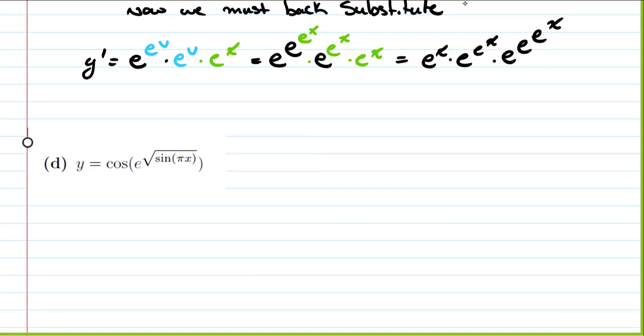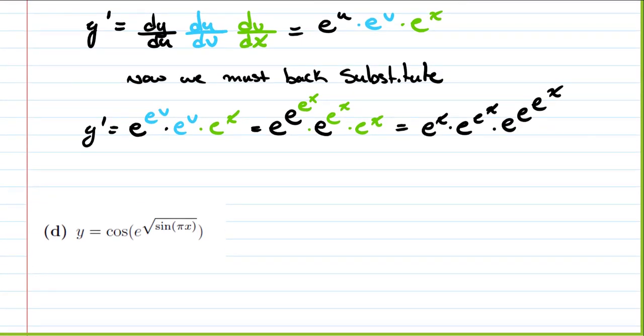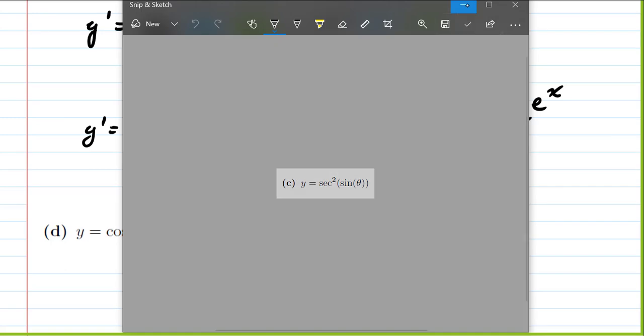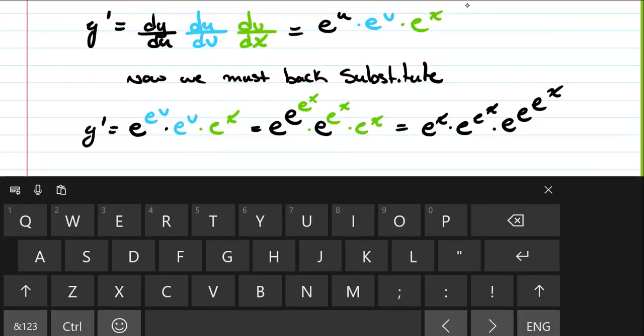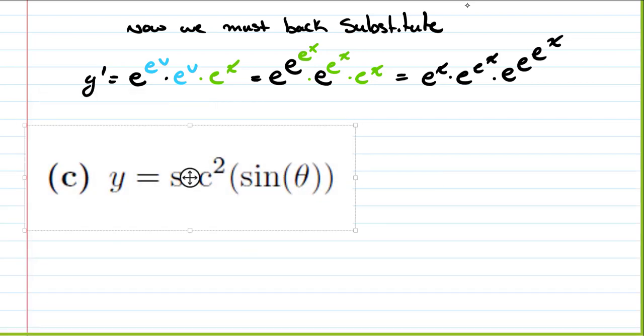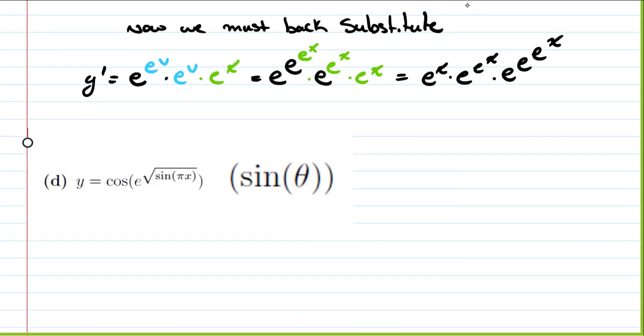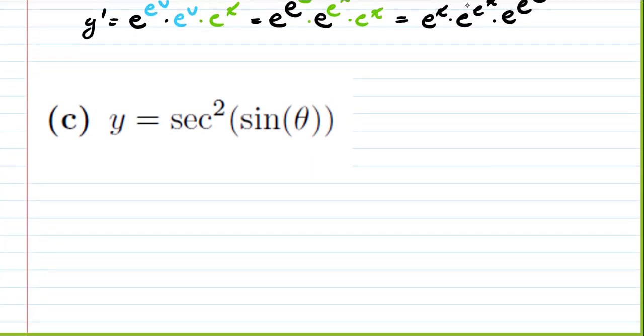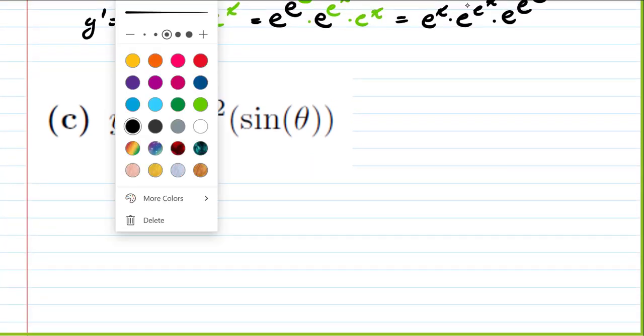So once again, we're going to have a bit of a chain. So we have a cosine. Inside the cosine, we have an e. And inside of the e, I skipped one, didn't I? Let's do this one. So we have a secant that is being squared, and we have a sine theta. So our functions are going to look like this.